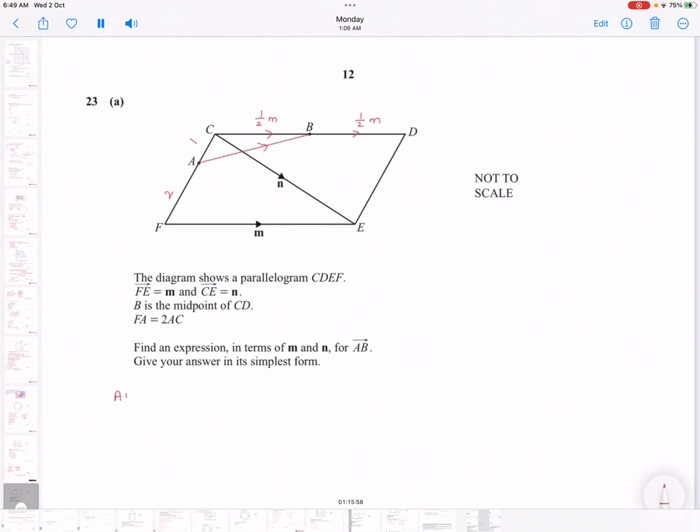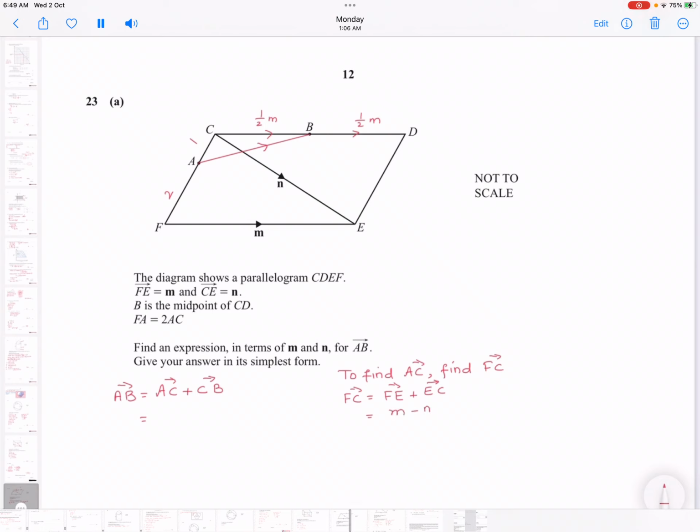So now to find AB we can write AB equals AC plus CB. To find AC, find FC. FC is equal to FE plus EC. FE is m and EC is minus n. So FC is m minus n. So AC is equal to 1/3 of FC. So AC is equal to 1/3 of m minus n. So you can write it here, plus CB. CB is your half m.